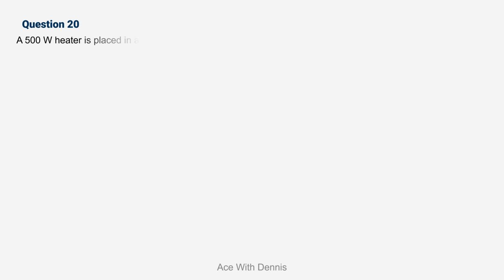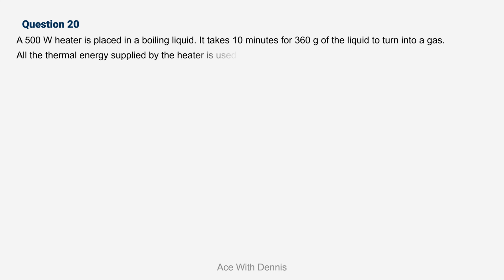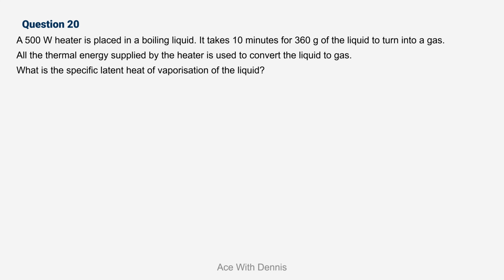Question 20. A 500 watt heater is placed in a boiling liquid. It takes 10 minutes for 360 grams of liquid to turn into a gas. All the thermal energy supplied by the heater is used to convert the liquid to gas. What is the specific latent heat of vaporization of the liquid?